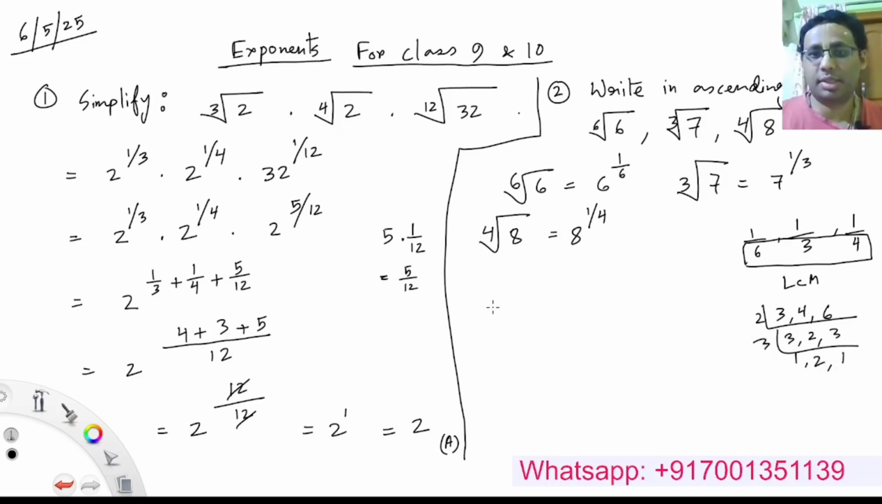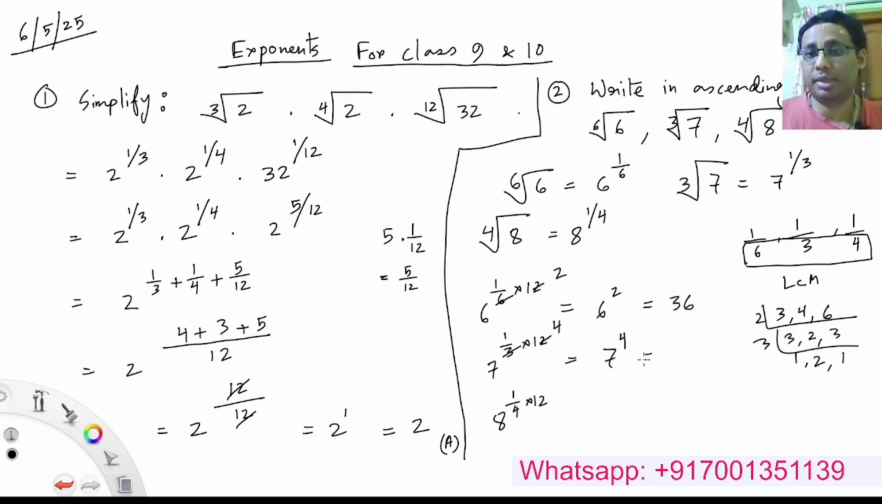That means now see, 6 to the power 1 by 6 into 12. You have to just follow the trick, and then you will quickly solve it. 7 to the power 1 by 3 into 12. I am just multiplying the LCM with the powers. 8 to the power 1 by 4 into 12. Now solve it. 6 to the power 6 times 2 is 12, so 6 to the power 2, that means 36, yes or no? Now 3 times 4 is 12, that means 7 to the power 4.